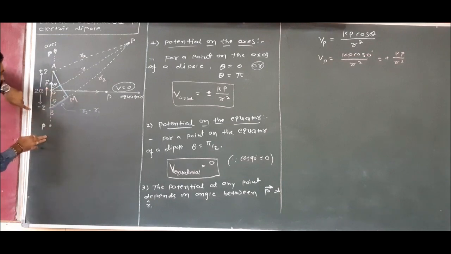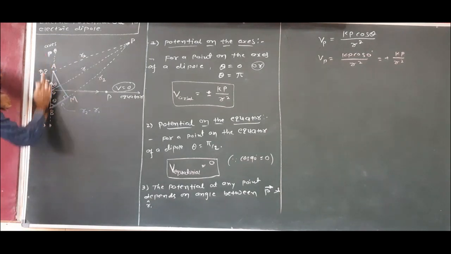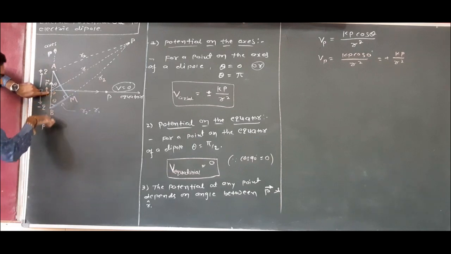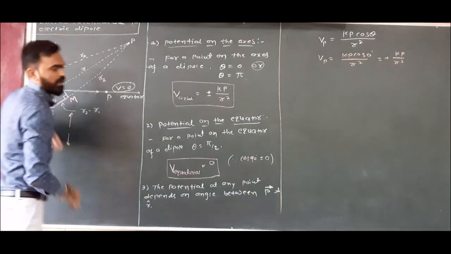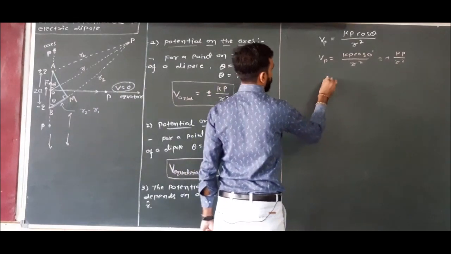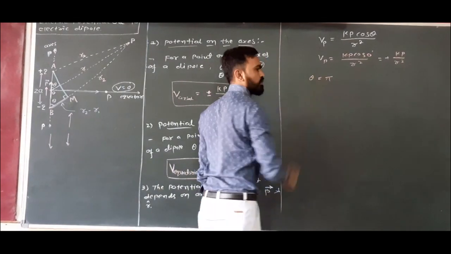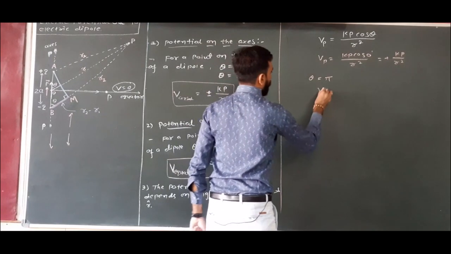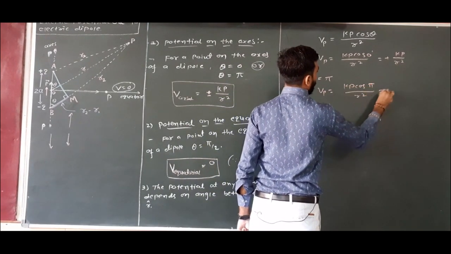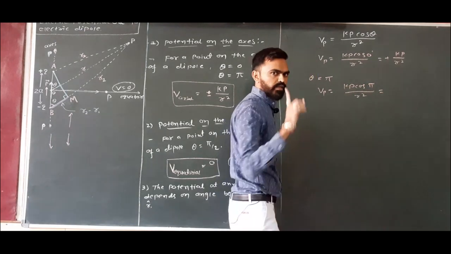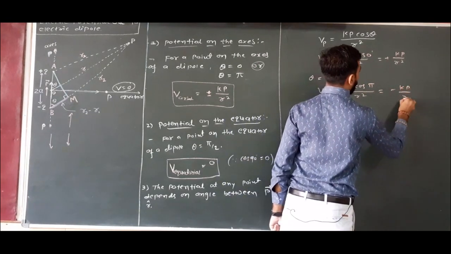Okay. Now see, again the dipole moment is in this direction, but the distance of this point P is now reversed. The dipole moment is upwards, and the distance of the point P from the mid is downwards. So both are anti-parallel, opposite. So the angle made by them, what will the angle be? Pi. Theta is equal to 180. So now the potential at this point is Kp cos pi by R square. Cos pi is negative, -1. So minus Kp by R square.